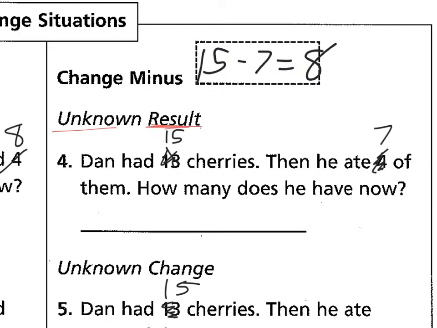So I'm guessing that my answer is going to be unknown. So Dan had 15 cherries. Visualize that. He's got 15 cherries in his hand. Then he ate 7. Okay, visualize him eating 7 cherries. How many does he have now? Okay, so I visualized him having 15 cherries. Then he ate 7. That means 7 go away. How many cherries does he have now? The unknown is the result, the answer, or the difference in that problem.